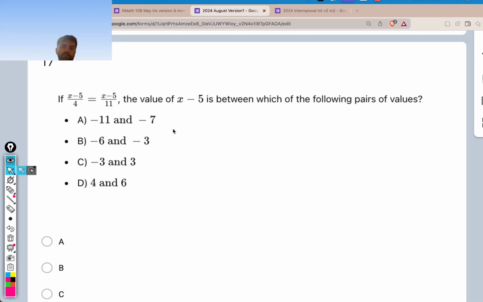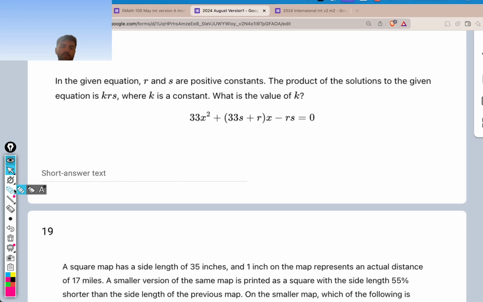17. It's also the same. It is 0. The answer is C. We look at this one. V8. For V8 it is the product of the solutions: x1 multiplied by x2 is equal to c over a. So negative rs over 33 is equal to k rs.